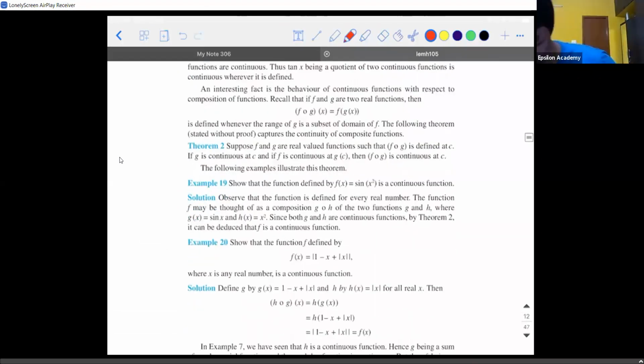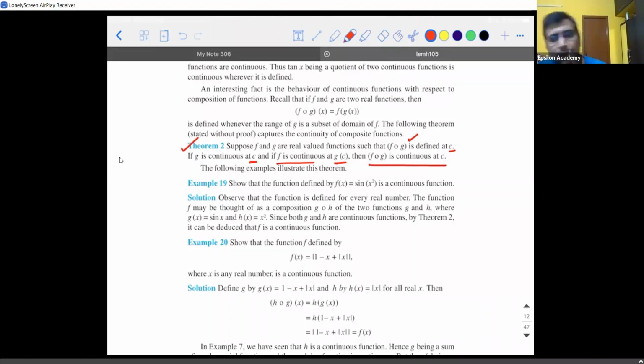Similarly, you have theorem number 2, which speaks about composite functions. Suppose f and g are real valued functions such that f circle g is defined at c. Sorry, that's not the conclusion. Suppose f and g are real valued functions such that f circle g is defined at c, g is continuous at c, and f is continuous at g of c. Then f circle g is continuous at x equal to c.